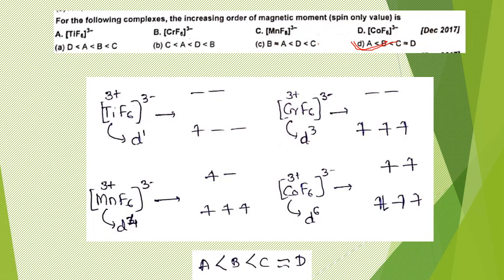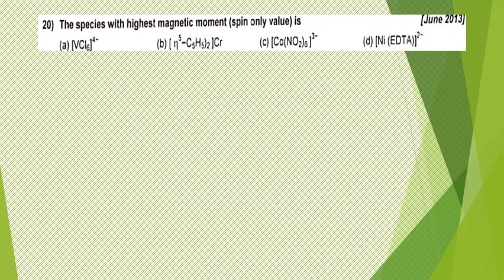Let us go to the next question. Right, so it is the species with highest magnetic moment. Again the same thing, whatever we have done for the earlier question is to be repeated for this also, right? But the only tricky thing here is that option B is an organometallic compound, chromocene. So if you know the chromocene molecular orbital distribution, only then can you predict the correct number of unpaired electrons in this. Otherwise this question would become difficult.